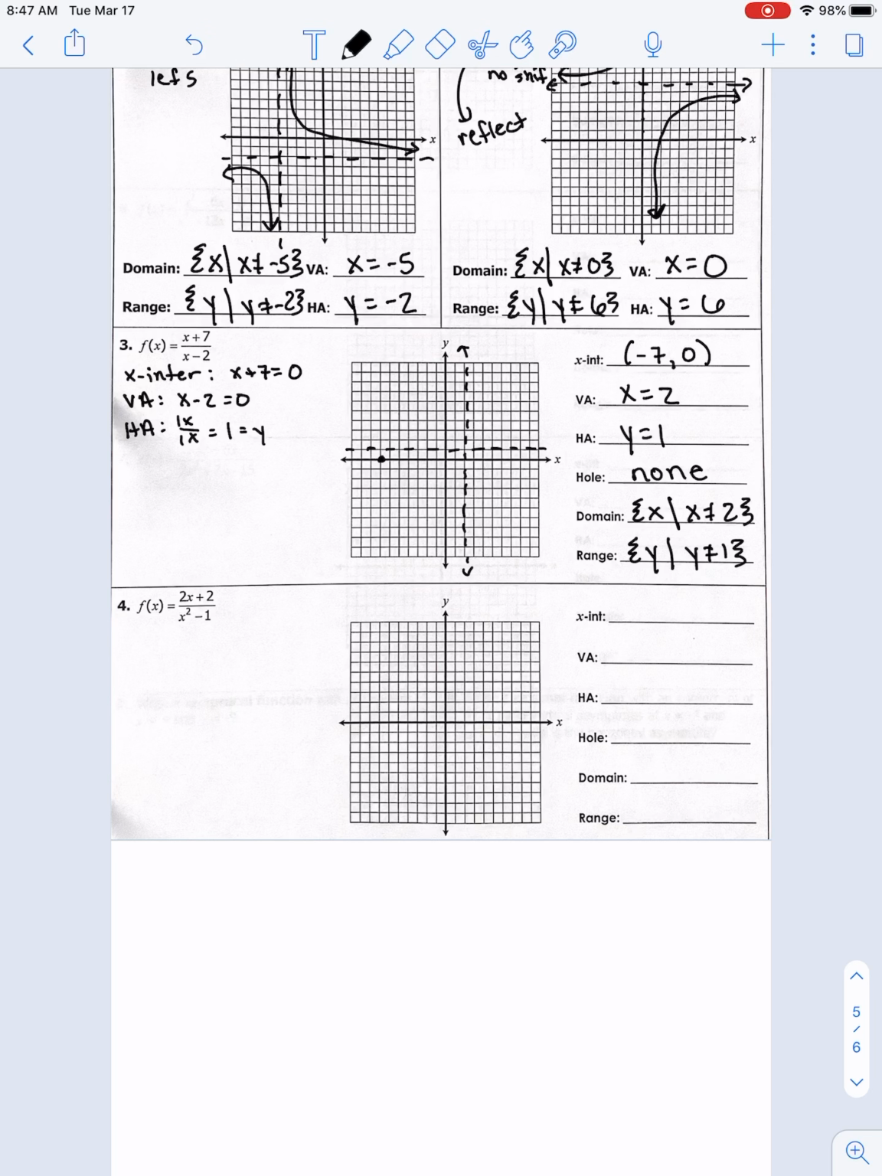So now if we have a little data table here, let's go ahead and do, we already have negative 7, so let's do maybe negative 5, negative 3, negative 1, 0, and then positive 1, 2, 3, and 4. It's a little cramped.